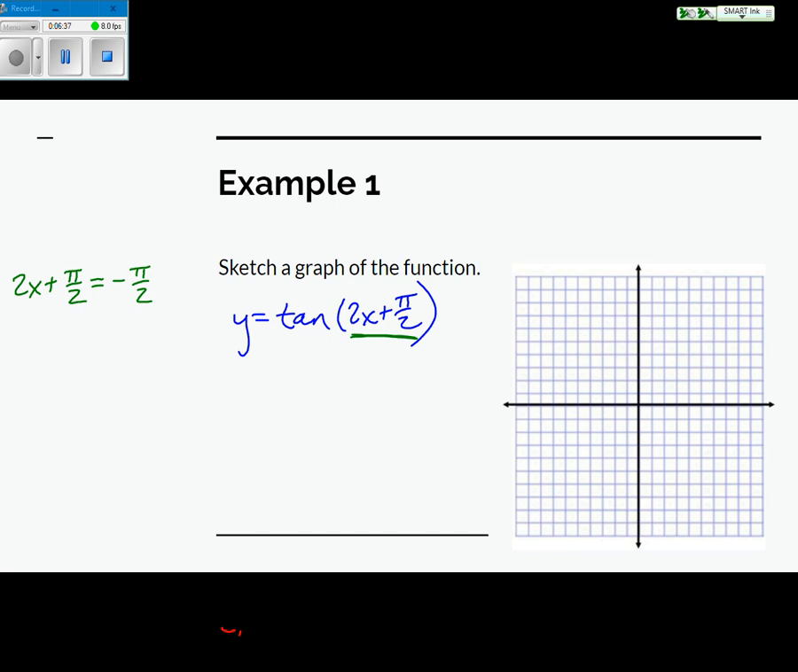And I'm just going to solve this for x. It looks like I'm subtracting pi over 2 from both sides. So 2x equals, well, if I have negative pi over 2 and I subtract off another pi over 2, I have negative 2 pi over 2, which is just negative pi. Divide by 2. I found my first asymptote. I'm just going to put it right here and label it negative pi over 2.